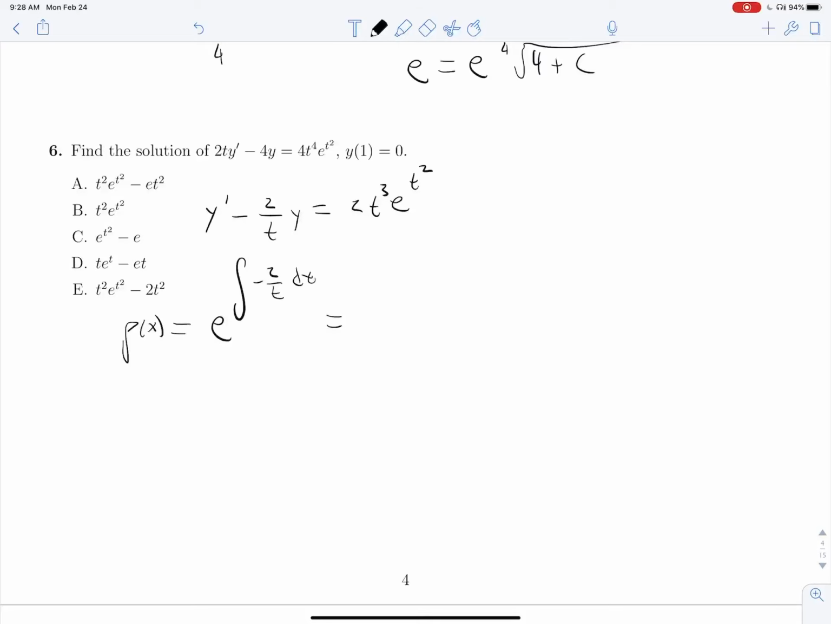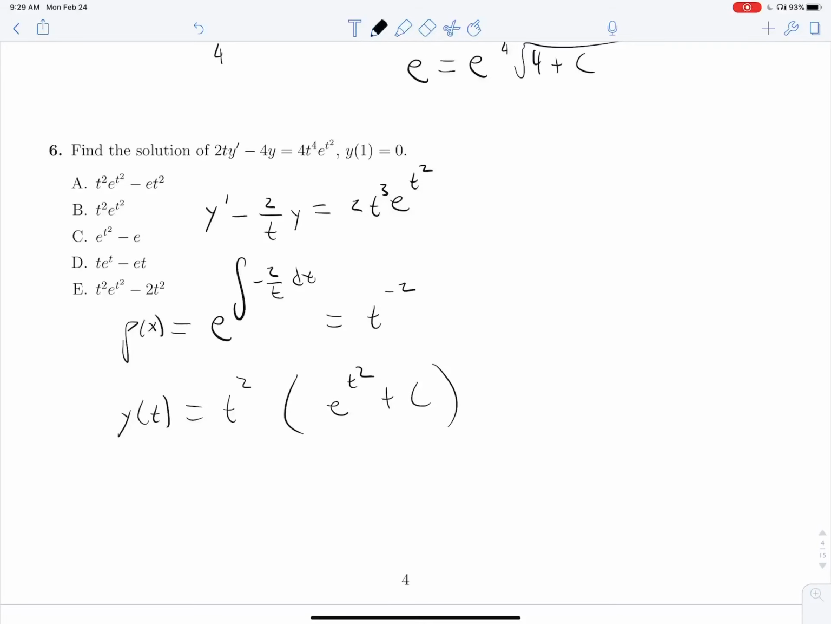And you know, we can simplify this down. We've done this many times. This is t to the negative 2. So we know that y of t is going to be 1 over t to the negative 2, or t squared, times the integral of rho here multiplied by q. So that will give us 2t e to the t squared dt, where this integral will evaluate to e to the t squared plus c.